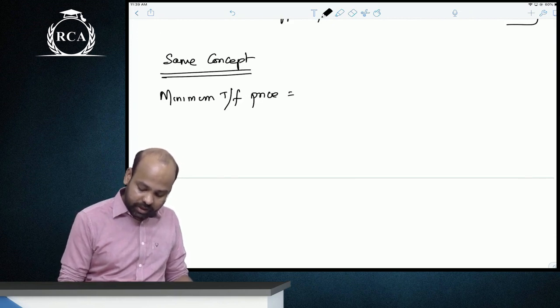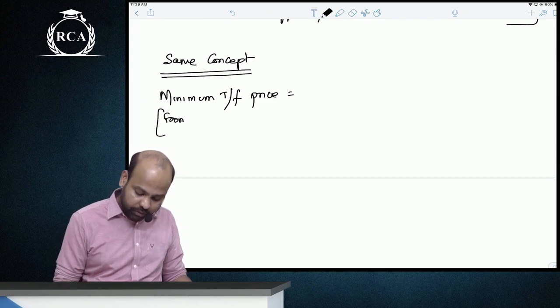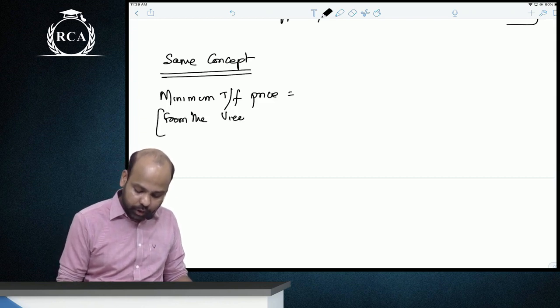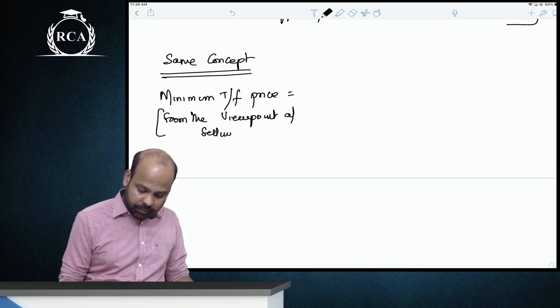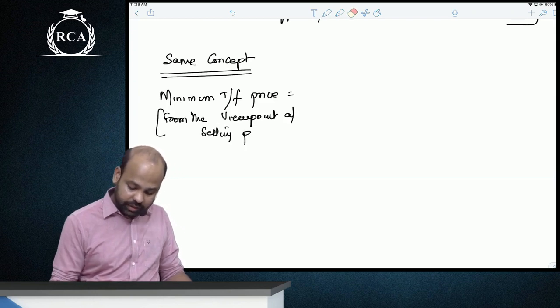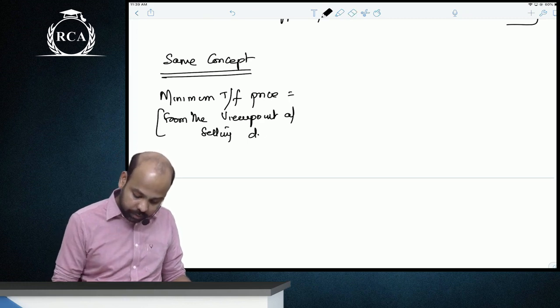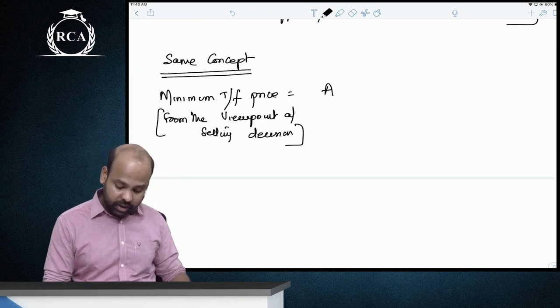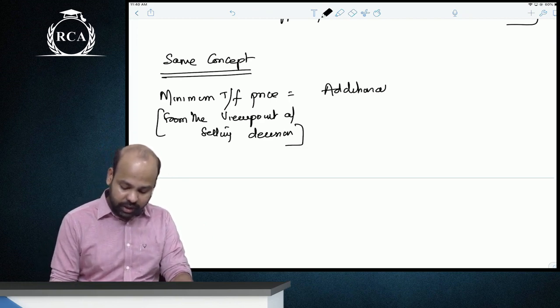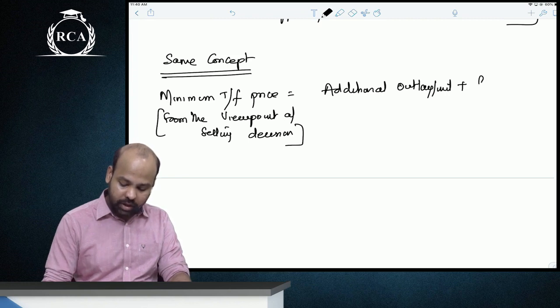Minimum transfer price, beta, is from the viewpoint of the selling division. What is their cost? Minimum from the viewpoint of the selling division. Listen, beta, or else I will hit you. Minimum transfer price, beta, is from the viewpoint of the selling division. The wording that they use, beta, is additional outlay per unit plus opportunity cost per unit, if any.